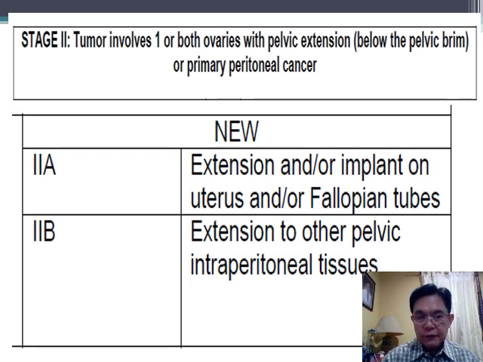Implants on the surface of the urinary bladder is a stage 2B disease. Or implants on the rectum, surface of the rectum, is stage 2B disease. Take note that I mentioned surface, because if it is mucosa, then it belongs to a higher stage. So remember, I mentioned surface epithelium. Okay.